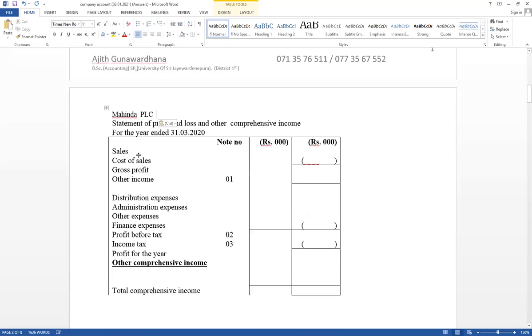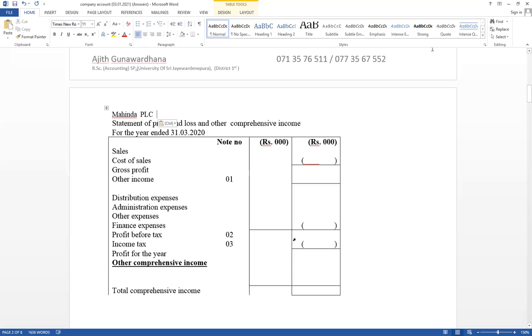Then this is the format for the statement of profit and loss and other comprehensive income: sales, cost of sales, that part we have discussed, gross profit, plus other income. Here one line is space. Then distribution expense, administration expense, other expense, and finance expense. This is the way. Here it cannot be written as sales and distribution, only distribution expense. That value should be included from the beginning. These cannot be changed. This is the process.